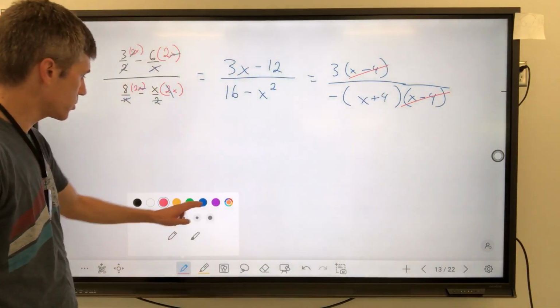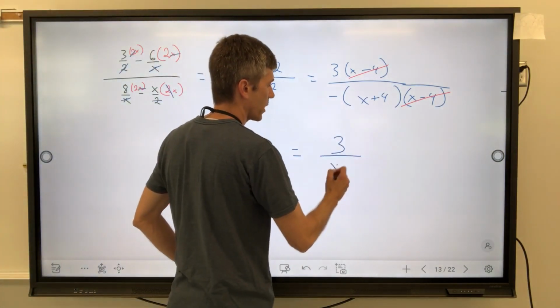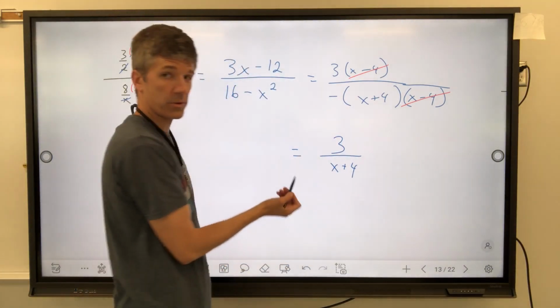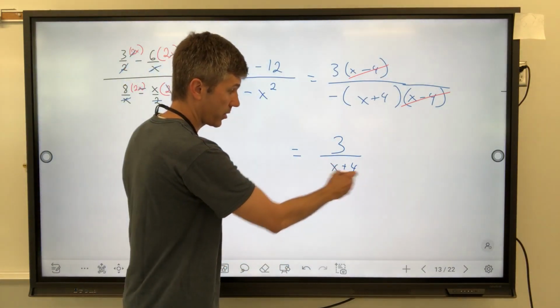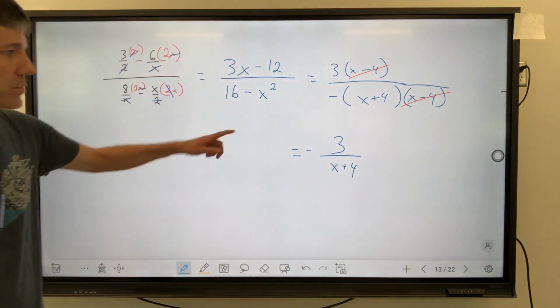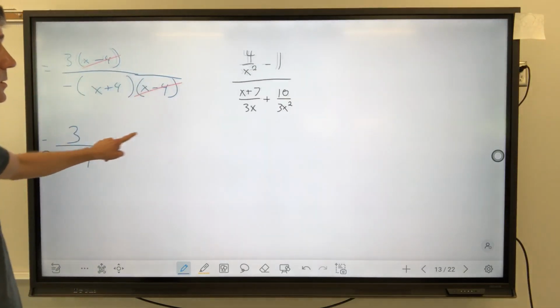Now, if you want to, you could write it as 3 over negative x plus 4. Or you could put the negative in front of the whole fraction, or you could put it on the 3. Either way. If you're going to put it in the denominator, you need parentheses. Let's put it right there. All right, let's go to the next problem. Try it on your own. Please, please, please.